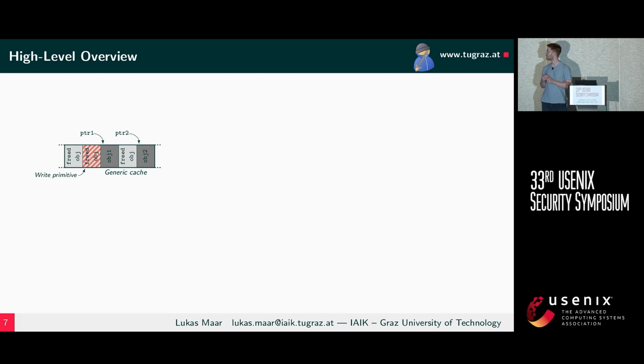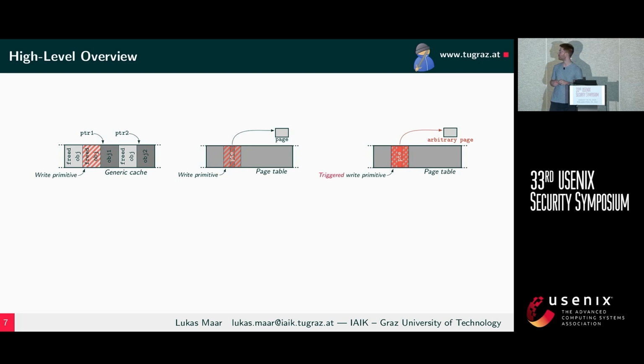SLUBStick works, simplified, in 3 stages. At the first stage, we have a write primitive of a free object on a generic cache. We perform a cross-cache attack so that the write primitive now refers to a page table instead of the generic cache. In the next step, we trigger the write primitive to now overwrite the page table entry, which allows us to refer to an arbitrary page in physical memory.